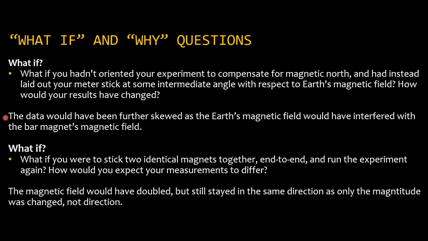Now the what if? Basically, the data would have been further skewed as the Earth's magnetic field would have interfered with the bar magnet's magnetic field. And the other what if basically meant that if the magnetic field would have been doubled, it would stay in the same direction, as only the magnitude was changed, not the direction, as the two identical magnets would almost be like batteries in series and just combine together.